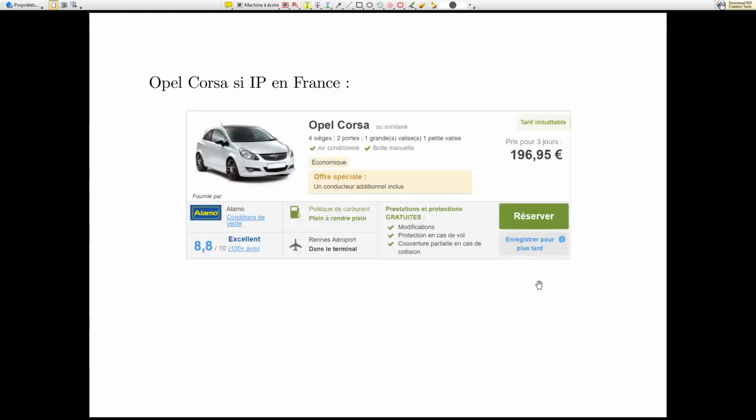And then the next screen you see is this. Here they said you can rent an Opel Corsa, 4 seats, 2 doors. Then you have to pay for gas or mileage or stuff. And for 3 days, that's 196.95 euros. So it's quite expensive. That's if you go on that website in France. But then what I did try is, you have to do 2 things. Using a VPN is not enough. You also have to either remove your cookies or change browsers.